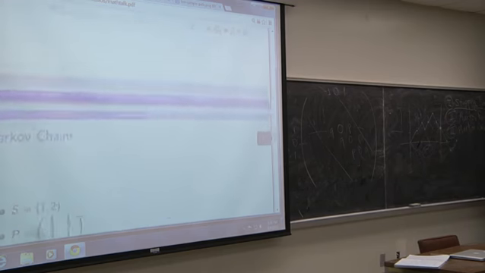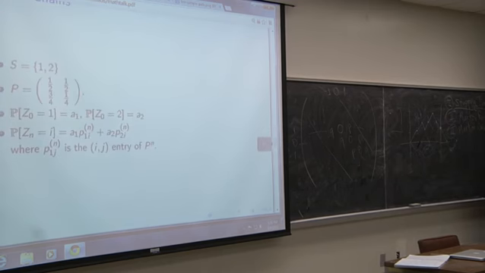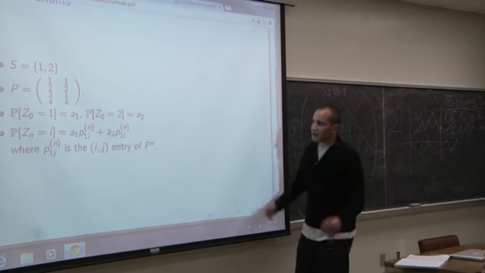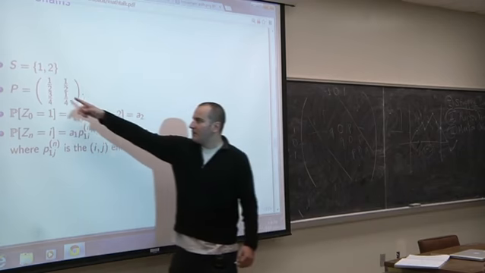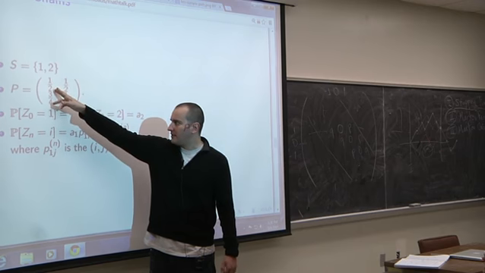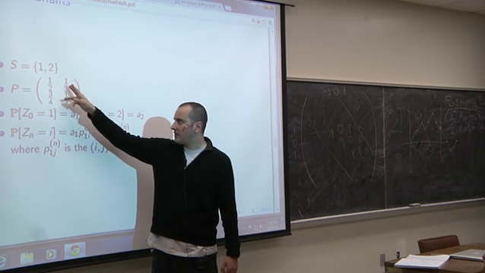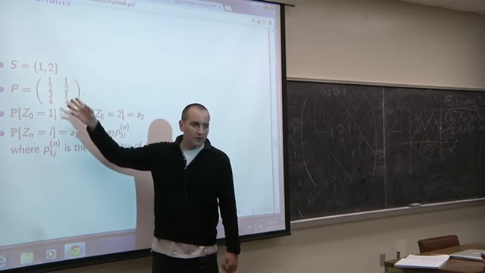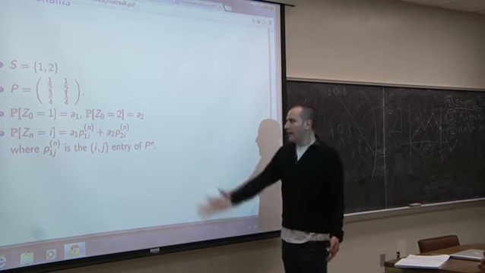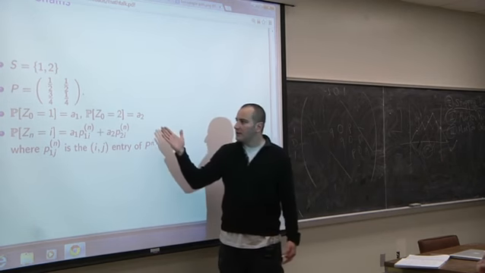And a very simple example: I have two states, S equals 1 to 2. I pick my matrix, 1 half, 1 half. So if I'm in state 1, I stay in state 1 with chance 1 half, and I jump to state 2 with chance 1 half. And 3/4, 1/4 if I'm in state 2. And then I just give a distribution for the initial state.